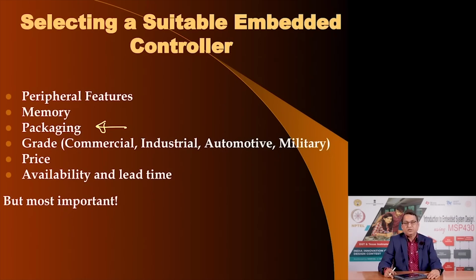ICs are produced in many grades. A commercial grade is the most common grade. This is used for commodity consumer products. Typically the temperature of operation of such ICs is in the range of 0 to 70 degrees. Industrial temperature range is higher than that, automotive is even higher, and military grade components operate at much wider temperature ranges because that is what they expect in a military application. Then you would look at the price, availability and lead time.